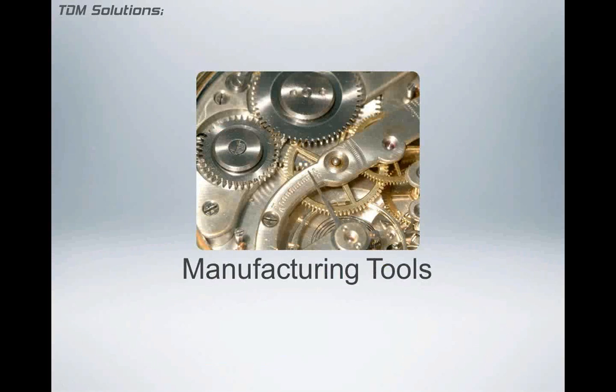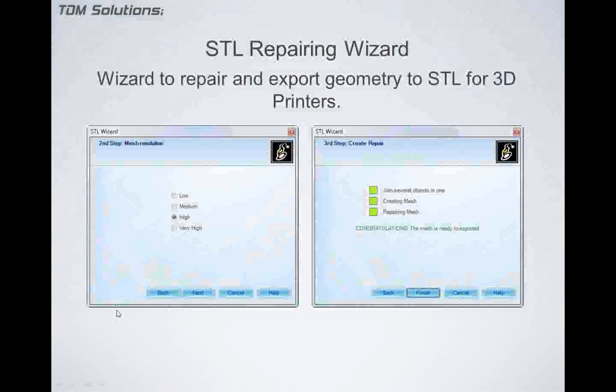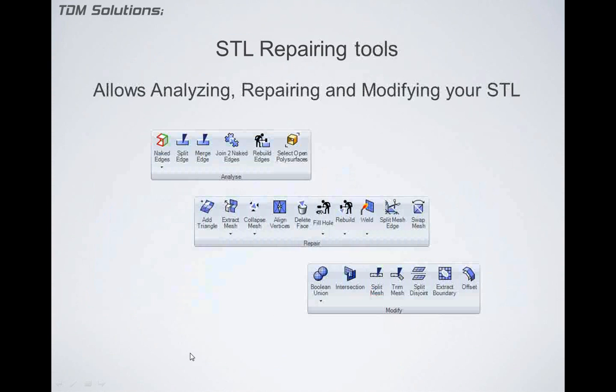Now I will talk about the manufacturing tools. Sorry for the delay. Manufacturing tools to produce our design. We have the STL Repair Wizard. This tool allows us to repair and export STL geometries for 3D printers. Also, we have tools to repair, analyze, and modify your STLs. We can check naked edges, we can delete faces, we can fill holes, okay?